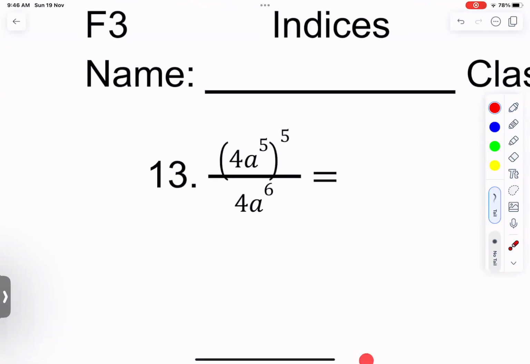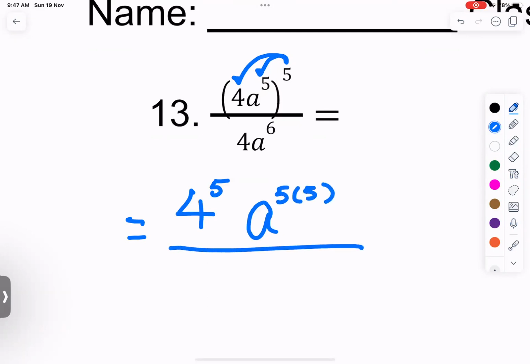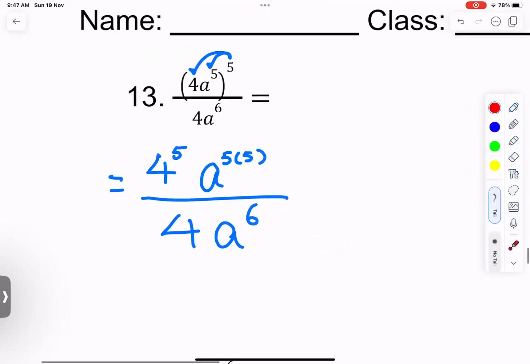So do you see a bracket? Do you see a power outside the bracket? Yes, right? So what do we do first? We give the power outside to everything inside. So you give that power 5 to 4. And also to A, when you give it to A, you multiply that. Okay. Now this one you can click in the calculator.